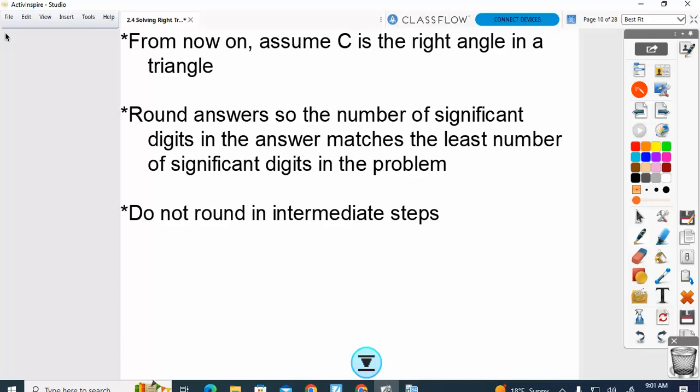We will round our answer so the number of significant digits matches the least number of significant digits given in the problem. So if one number I gave you had 2 significant digits and another had 3, your answer would have 2. So you have to look at the least precise number they gave you, and you base your answer off it. And finally, we don't want to round in the intermediate steps. Every time we round, it throws off our answer a little bit. So if you have a 4-step problem and you round 4 times, your final answer is really far from the original. So we're only going to round at the very end when we are going through these.